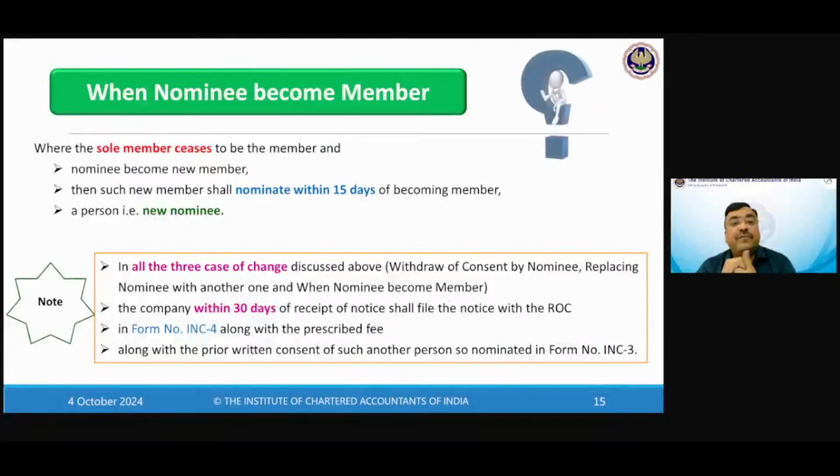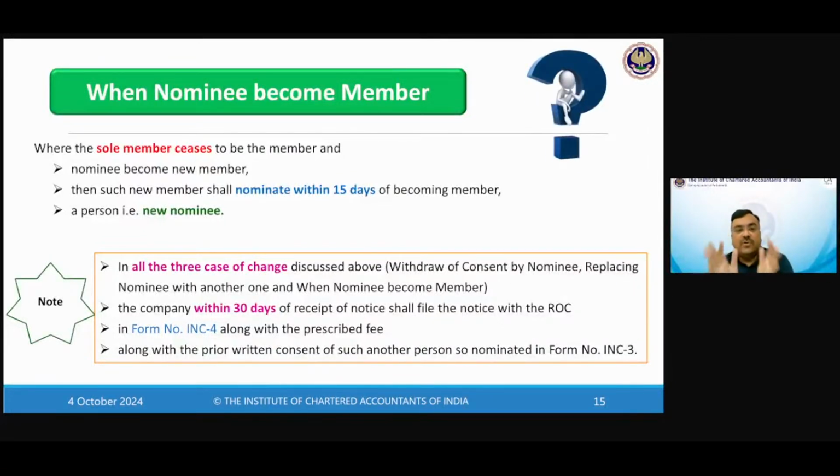Now when the nominee becomes a member, we are talking about this person, this nominee, who is the nominee in only one company and is not a member at any other OPC. हम यहाँ जो बात कर रहे हैं वो उस पर्सन की कर रहे हैं जो केवल नॉमिनी था किसी ओपीसी में और कहीं भी वो मेंबर नहीं था.